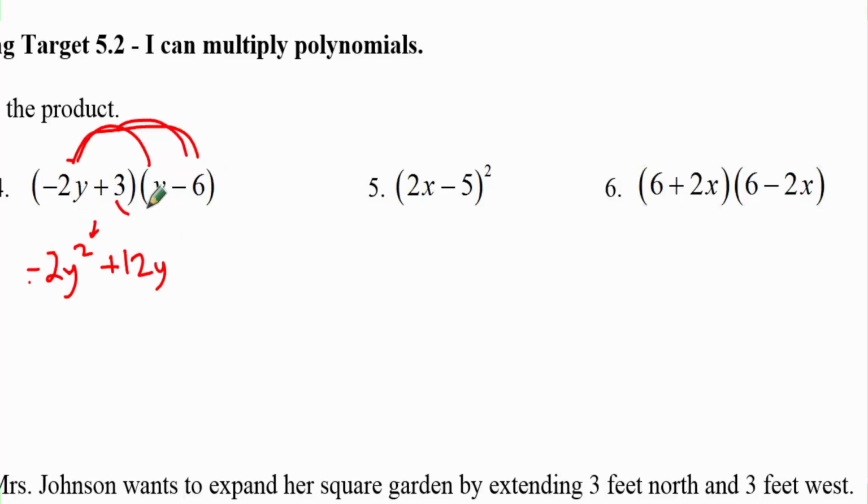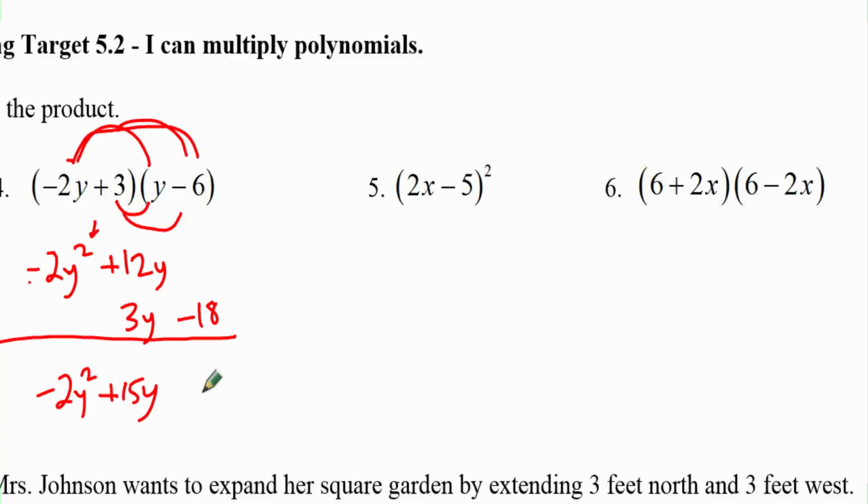And now we're going to distribute the 3. So 3 times y would be 3y. And 3 times negative 6 makes negative 18. And then we add them down. So negative 2y squared plus 15y minus 18. And we are done. It's a trinomial. It's of degree 2. It's in descending order. Everything's all good. Now for problem number 5, you have to do this twice.